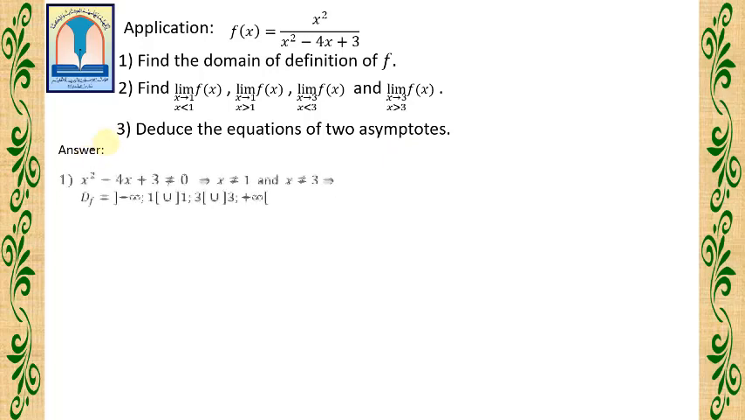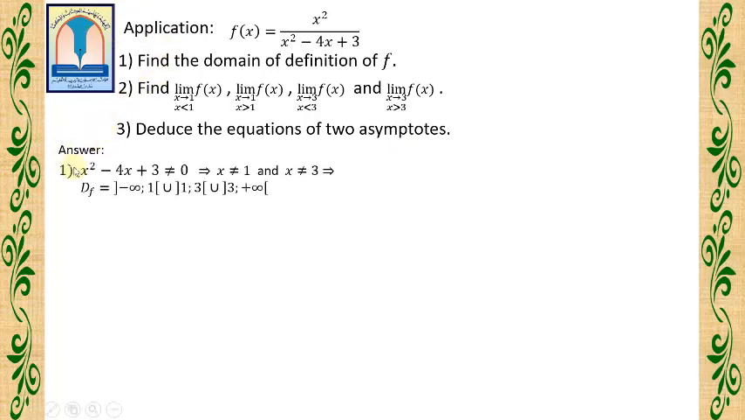Answer. Number 1, x squared minus 4x plus 3 is different from 0, then x is different from 1 and x is different from 3. So domain of definition is negative infinity to 1 opened, union 1 to 3 opened, union 3 to plus infinity.